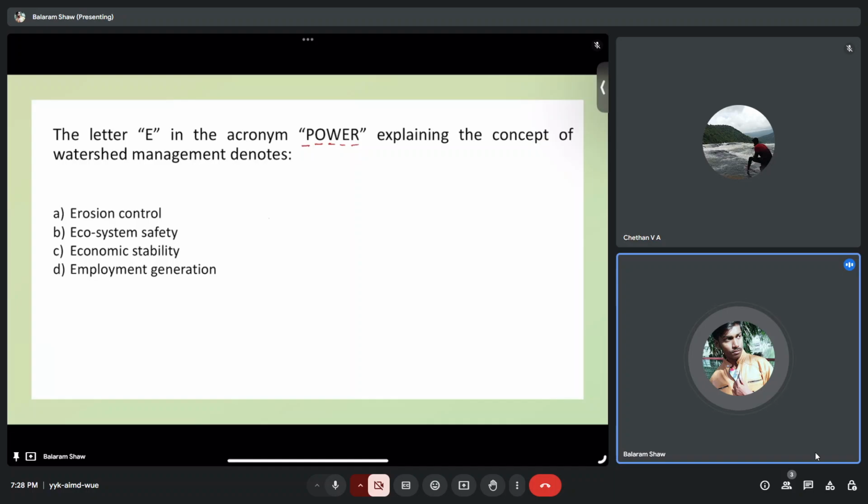We know why we do watershed management, which we have seen in the lecture, so I'm not going into that. So this letter, that is P. What does P denote? P denotes the production of food, fruit, fiber, anything like that, and how we can produce this on a sustainable basis. What is sustainability? Sustainability is like, whatever resources we have right now, how we can use them so that they are also available for the next generation.